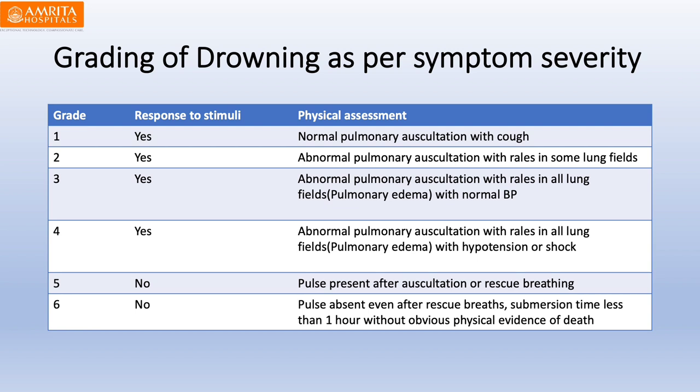And grade 5 is pulse present after auscultation or rescue breath; grade 6, pulse absent even after rescue breath, submersion time less than 1 hour without obvious physical evidence of death. What we expect is that there is no rigor mortis, livor mortis, or decomposition. That means if the submersion time is less than 1 hour, because of the hypothermia, the chance of developing rigor mortis is less. So even at all, if it is within less than 1 hour, you can try resuscitation. So that is the idea behind it. That is the grading of drowning as per symptom severity.